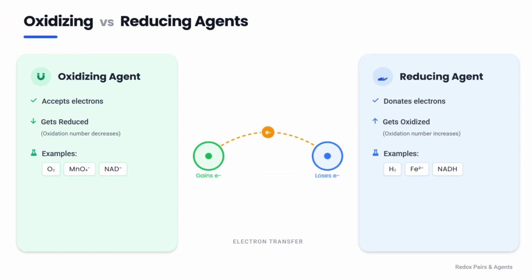Coming up, we'll discuss the agents that drive these reactions, oxidizing versus reducing agents. An oxidizing agent accepts electrons and gets reduced. Its oxidation number decreases. Examples are O2, MnO4-, and NAD+. On the other hand, a reducing agent donates electrons and gets oxidized. Its oxidation number increases. Examples are H2, Fe2+, and NADH. In a simple diagram, you'd see the oxidizing agent gaining electrons and the reducing agent losing them. This is the heart of electron transfer.